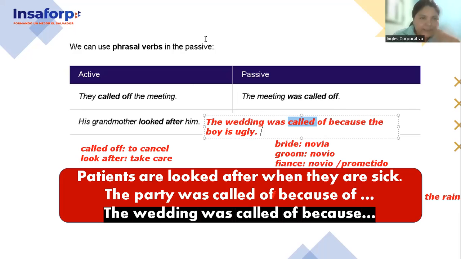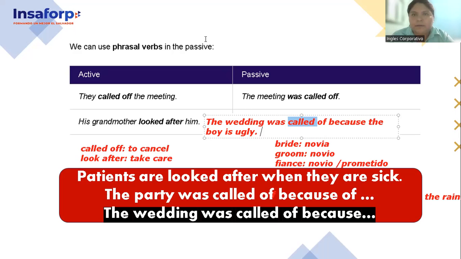Okay, let's see. Karen, read your example, Karen. Yes, you. Okay. The wedding was called because the bride and groom are sick. The bride and the groom are sick. Okay, interesting. Let's see who else. Selma, do you have an example? The wedding was called off because the boyfriend, it is late. Okay, was late, or it's late. Yeah, it's late. Let's see, okay, so we continue.